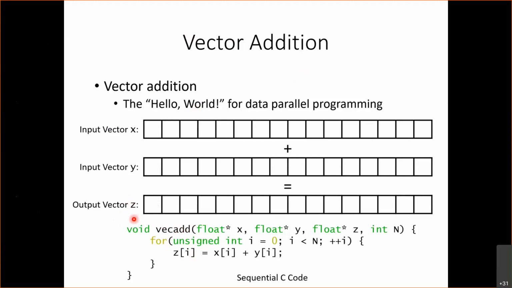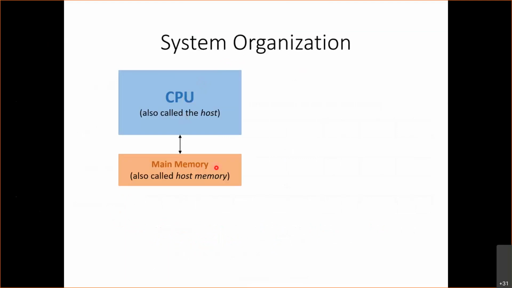And before we talk about that, I want to talk a little bit about how a system that has a GPU is organized. A conventional system typically has a CPU, and that CPU has access to some main memory. In the context of CUDA and GPU programming, we're going to call the CPU the host, because it's the main processor that's hosting the GPU with it. And we call the main memory the host memory, because this is the memory that the CPU, which is the host, typically uses.